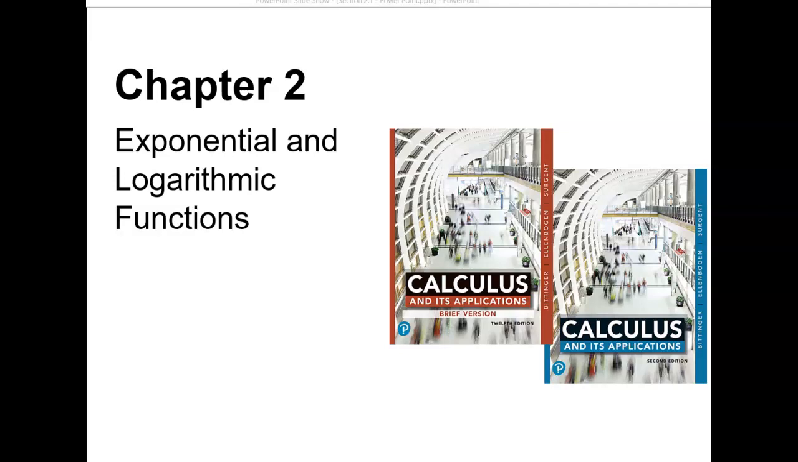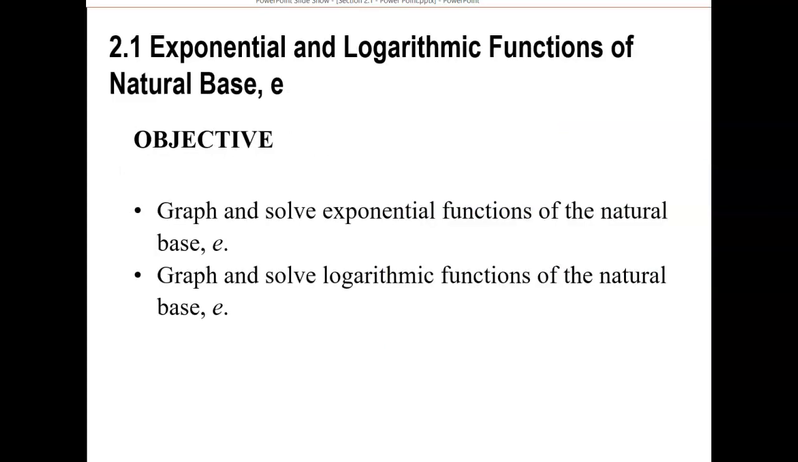This video is going to begin chapter 2 on exponential and logarithmic functions. So section 2.1, we're going to cover exponential and log functions of natural base e. We covered general properties about exponentials and logs back in chapter R. This section focuses specifically on those that have base with the number e. So we're going to talk about how to graph and solve exponential functions of that base and graph and solve log functions of that base, mostly solving.